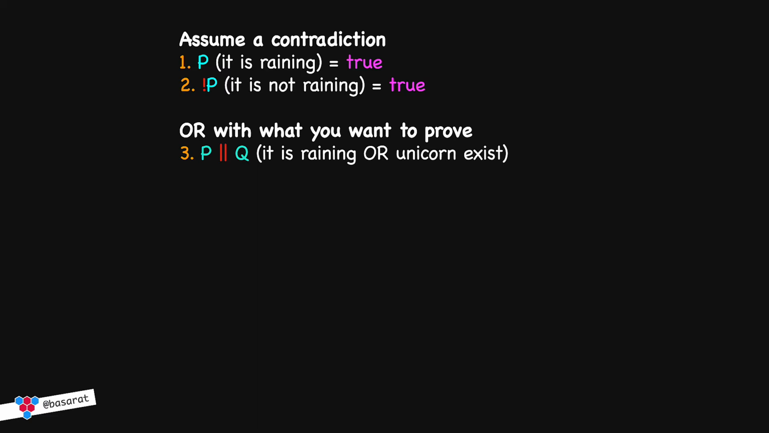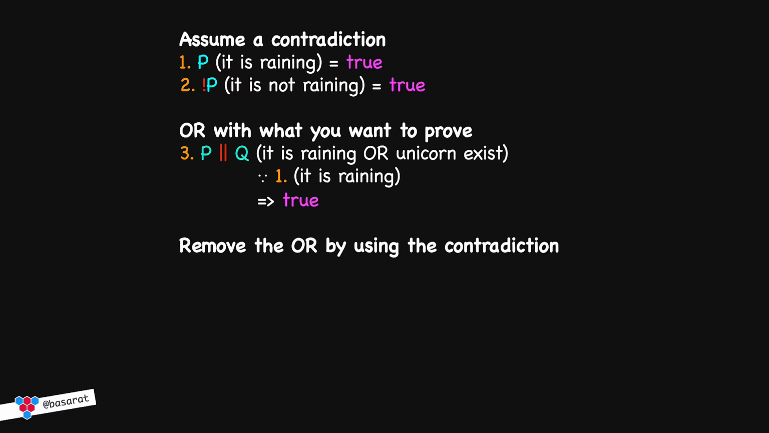For example, it is raining or unicorns exist. Now, because we know from step 1 that it is raining, this statement must be true. The final step is to remove this OR by using the contradiction.